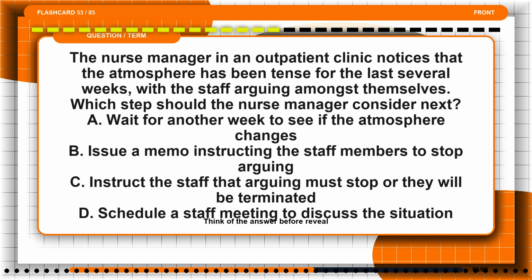A. Wait for another week to see if the atmosphere changes. B. Issue a memo instructing the staff members to stop arguing. C. Instruct the staff that arguing must stop or they will be terminated. D. Schedule a staff meeting to discuss the situation. Think of the answer before the reveal.